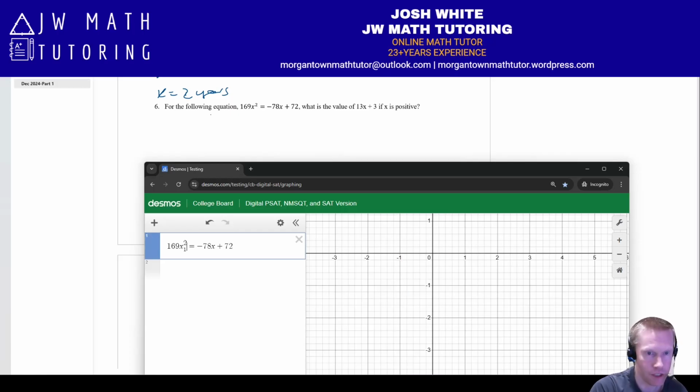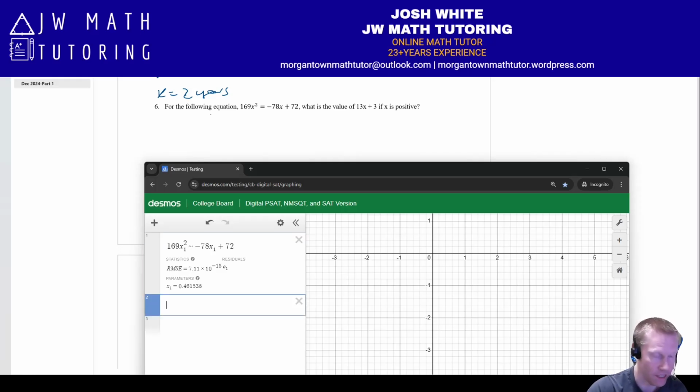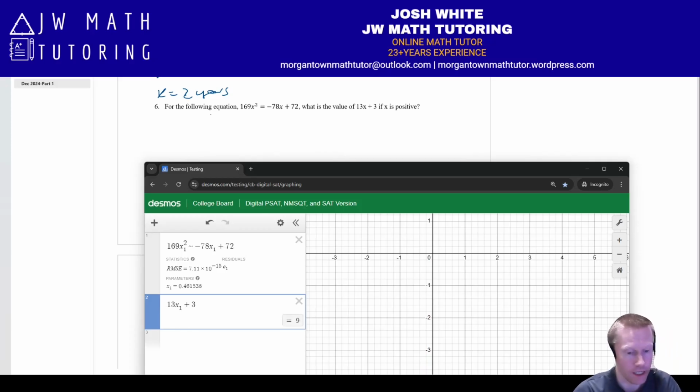So all I do is I change the x's to x1s, I change the equal sign to a tilde. Now, here is my exact value. Even though it only shows like 6 places after the decimal, it has the others stored in there. You just don't see them. So now what I would do is I would type 13, not 13x, but 13x1 plus 3. We get 9. That's the correct answer. That's how you can do this question in Desmos in under 30 seconds. But you have to use regression to solve it.